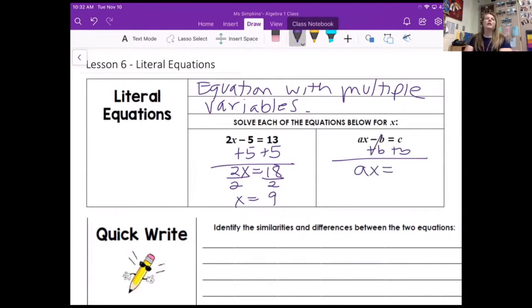BJ had a great question: well, what's c plus b? I don't know. We're just going to write it as c plus b. I don't know what it equals, so I cannot combine them. They're also not like terms, so I can't combine them.